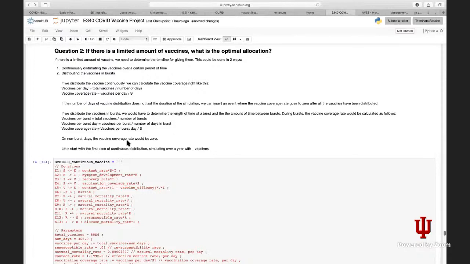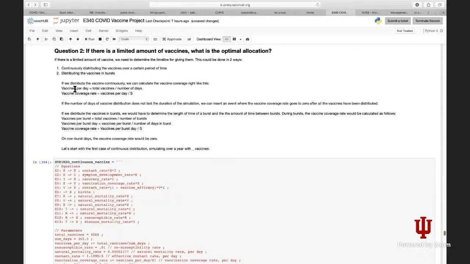The first is continuously distributing the vaccine over a certain period of time. So vaccinating like the same number of people every day. And the second is distributing the vaccine in bursts. So we have a burst of vaccinations followed by no vaccinations, followed by another burst, and so on, depending on how many bursts of the vaccine you have. These functions need to be edited a bit, and I have a few ideas for that.